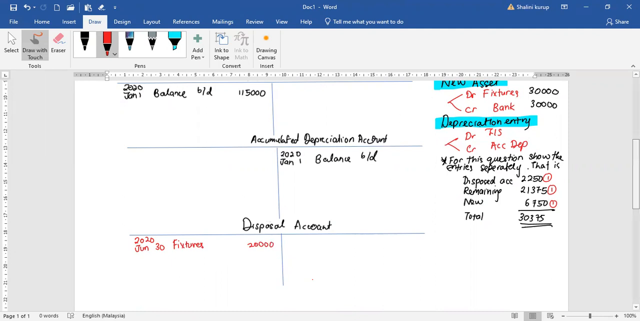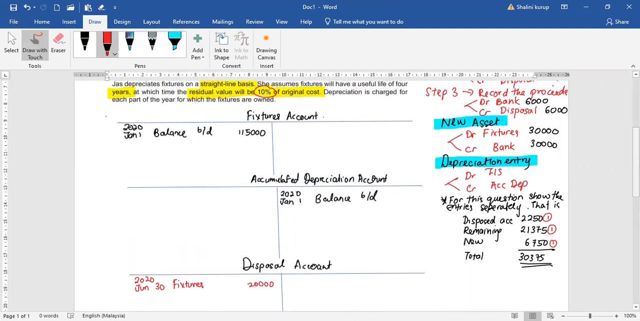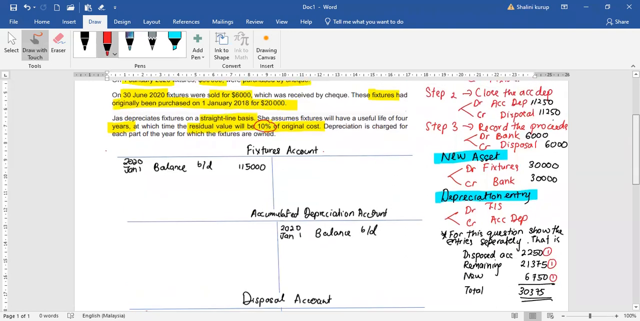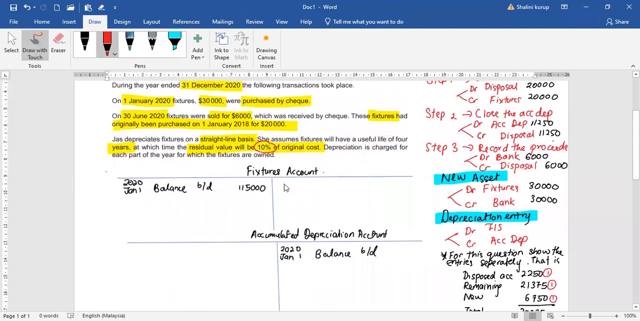Now the next entry will be in your fixtures account. In your fixtures account, you'll write it on the credit side as 2020 June 30. This will be disposal and the figure will be 20K. So now we are done with the first entry, first step.